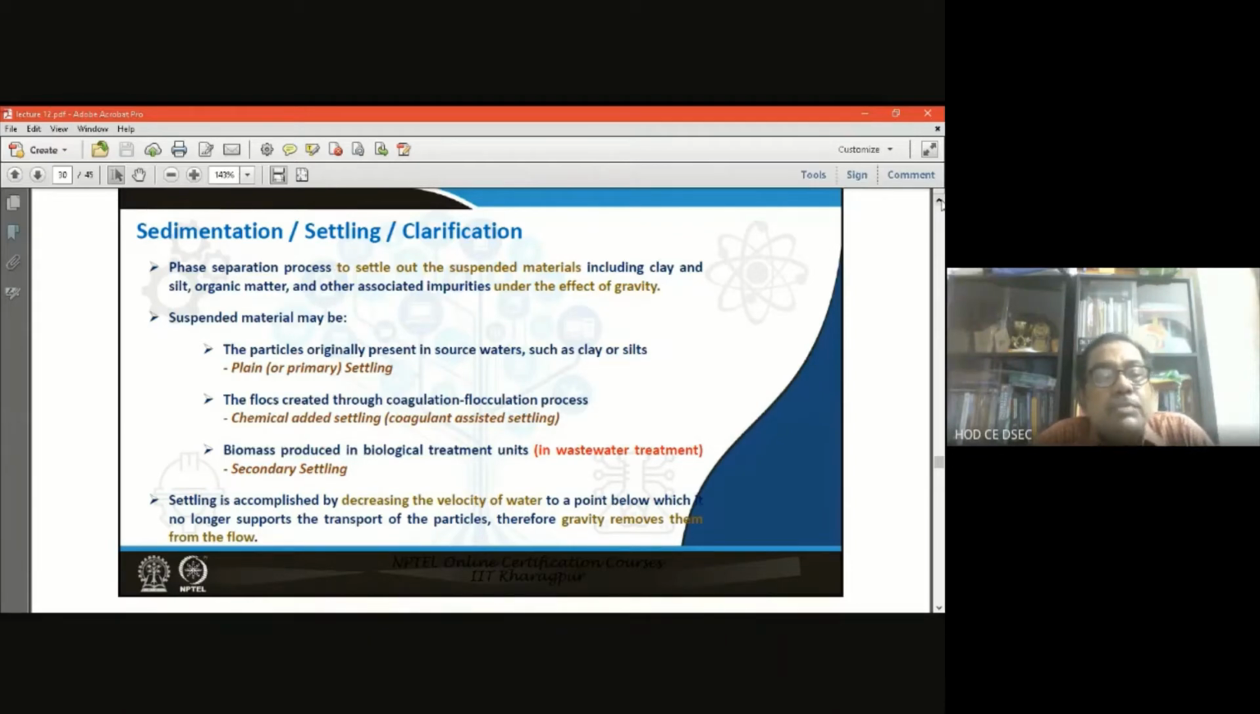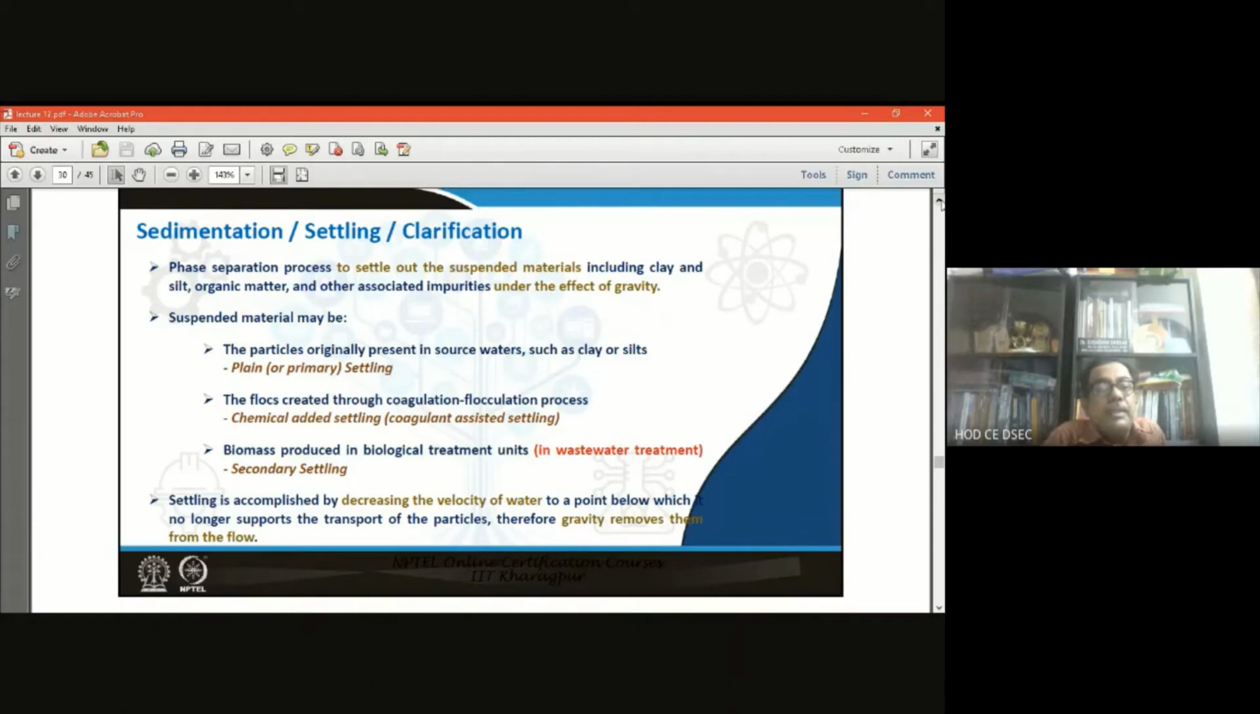It is a process of separation to settle out the suspended materials like clay, silt, organic matter, and associated impurities, which settle under the effect of gravity. So it is a physical process, because we are not adding any chemical. No chemical process is being done. Simply by the action of gravity, it settles in the tank. So the sedimentation process is a physical process.